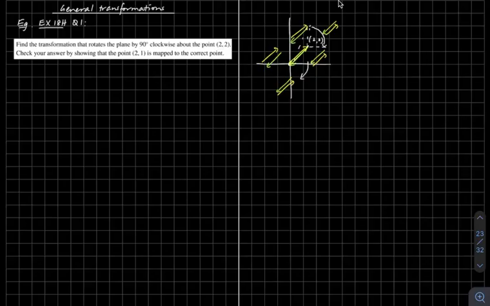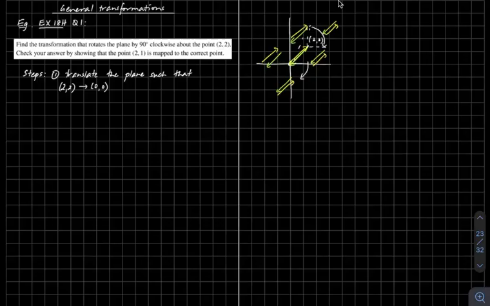So here are the steps that I just talked about doing. Let's write them out first of all and think about what we need to do to achieve them. And then let's try and write a matrix statement. So we're going to translate the plane such that the point (2, 2) is translated to the point (0, 0). Alright, so now the plane should be centered at the origin.